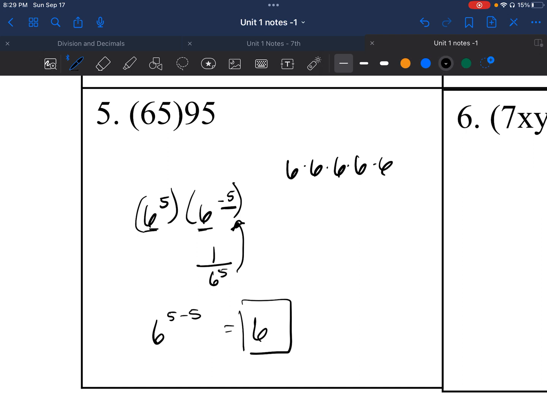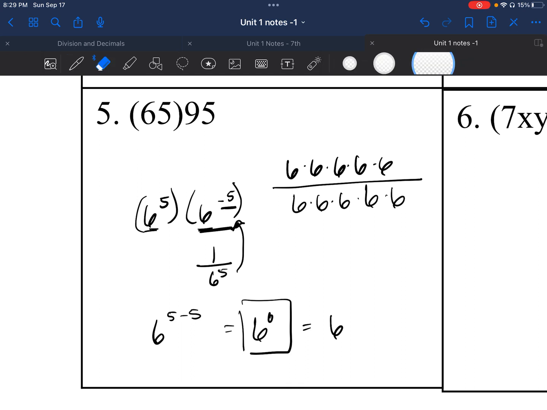Only 5 of them. And then because this is a negative 5, it would actually look like a division of 6 times 6 times 6 times 6 times 6. So that's why it ends up becoming 6 to the nothing, or 6 to the 0, which is the same as 1. Oops, 1. Because we get 6 to the 0, and anything raised to the power of 0 equals 1.